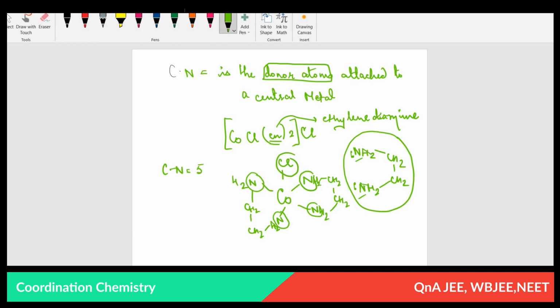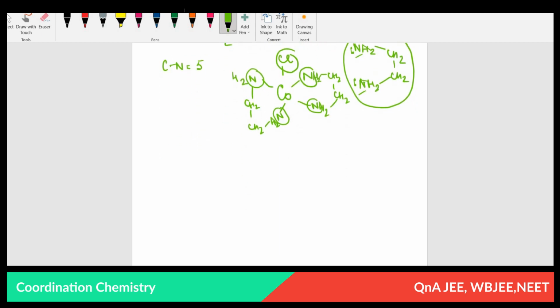Moving on to the next compound given to us, K3[Al(C2O4)3]. Now C2O4 is the oxalate ion, the ion formed when oxalic acid releases its two hydrogen ions. What is the structure like? It is two COO minus groups bonded together, wherein the oxygen centers act as the donor centers.